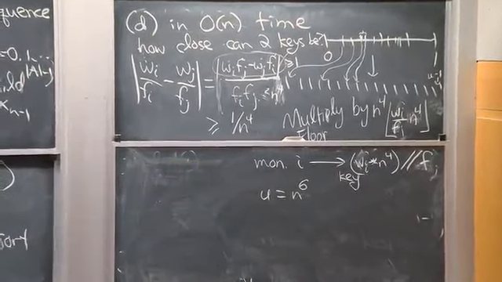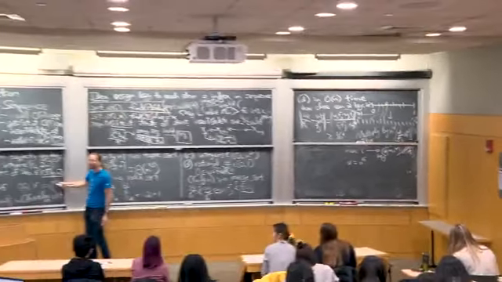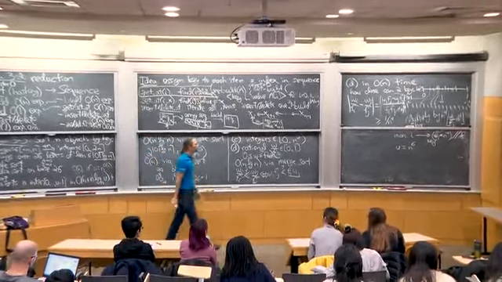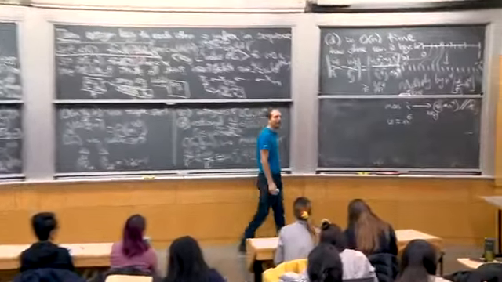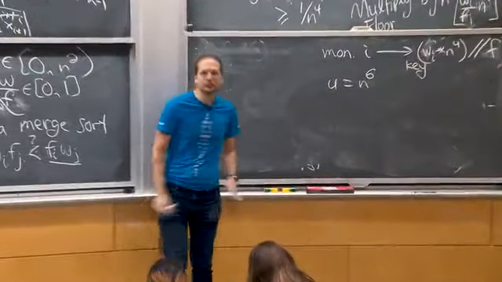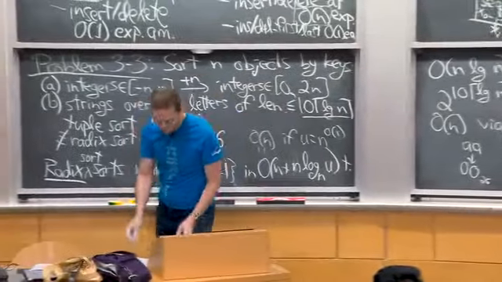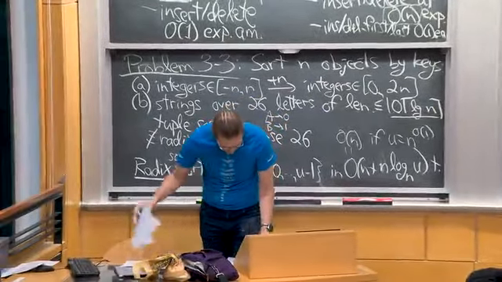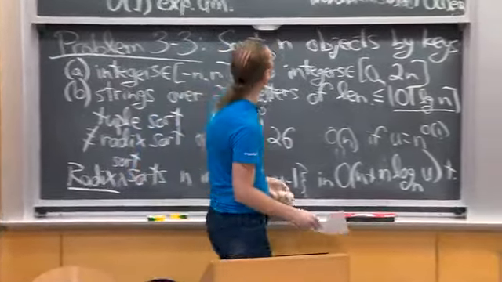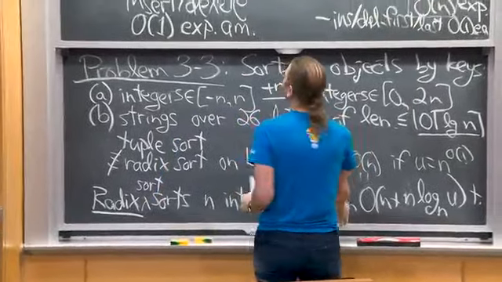But that's OK, because radix sort can handle any fixed polynomial in n. So it's going to end up doing 6 counting sort passes. Yay. That's problem 3. Let's move on to problem 4.